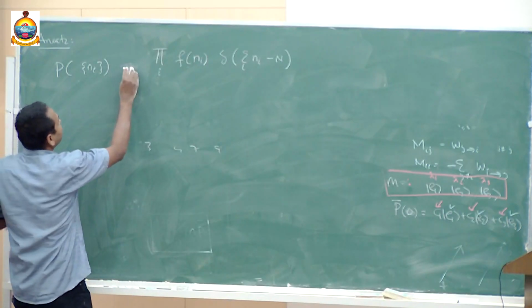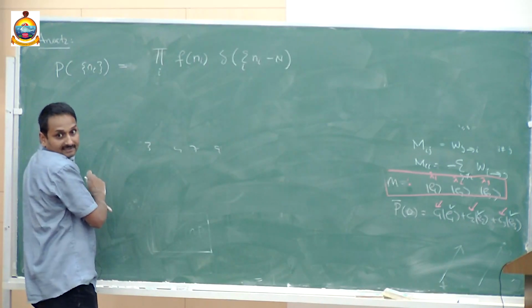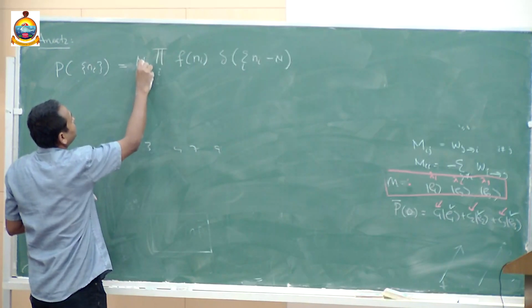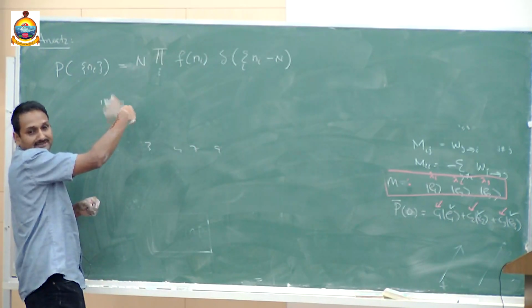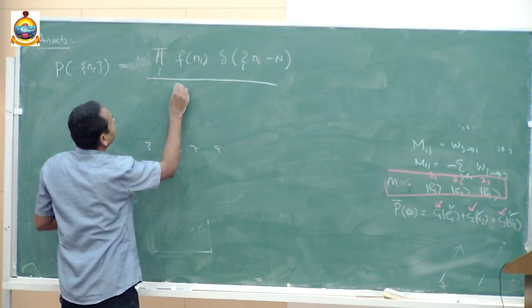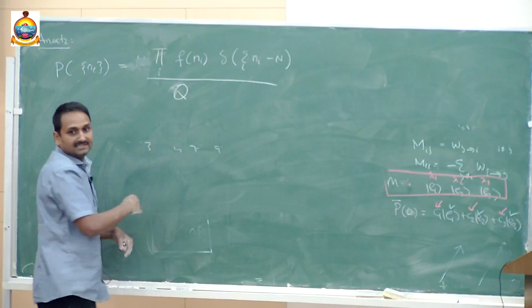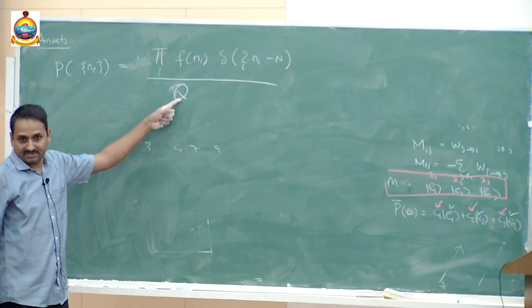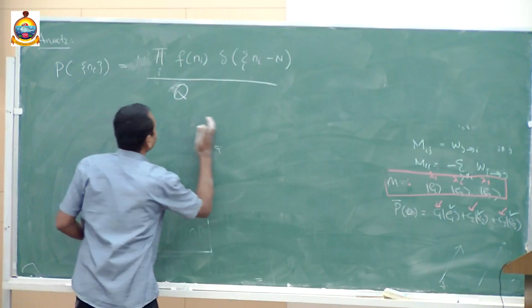I can write this, right? This I can write. If I put a normalization factor here, and normalization can be thought of as the inverse, I can call it divided by Q. Q is the inverse normalization. This is the normalization constant. Okay. So what is my Q?